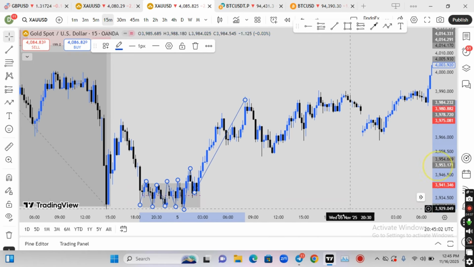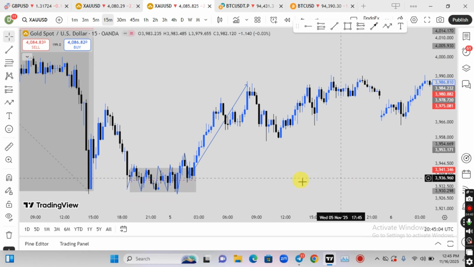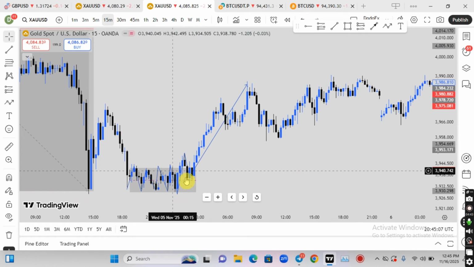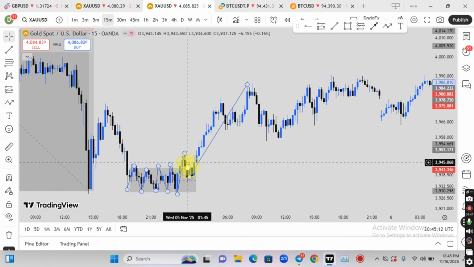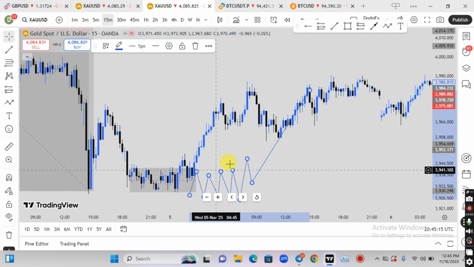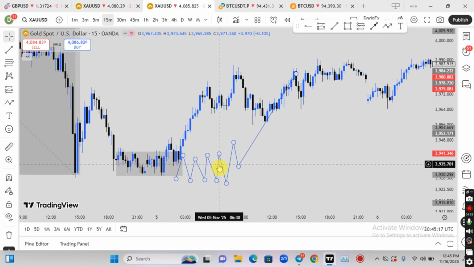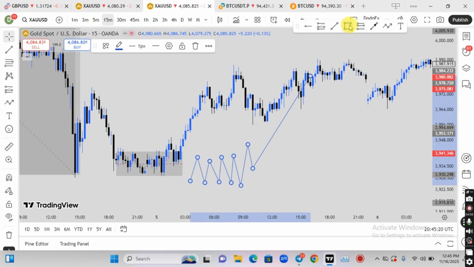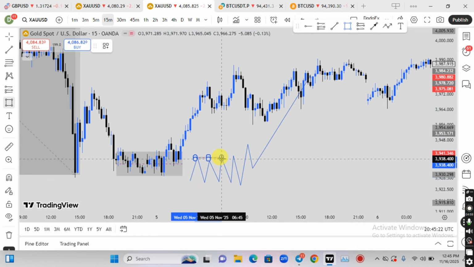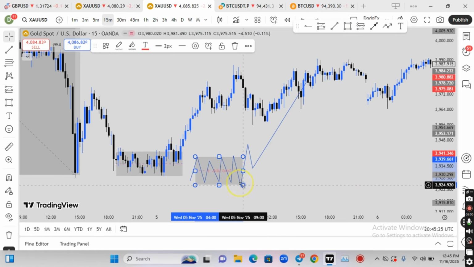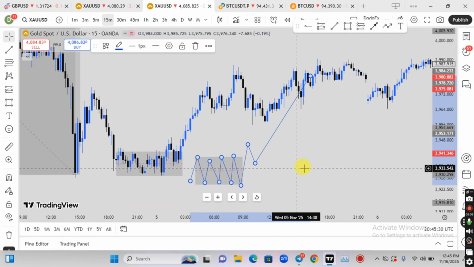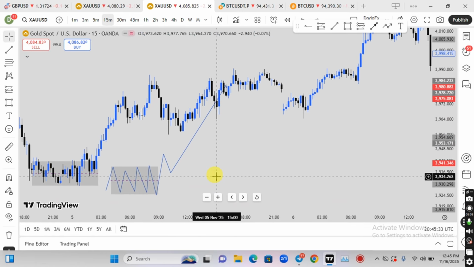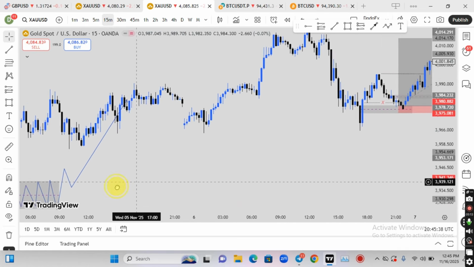For those of you that know your price action very well, this is what we call resistance turning to support. That's what happens. This chart, here like this, is what we call consolidation. So that's what consolidation is all about.